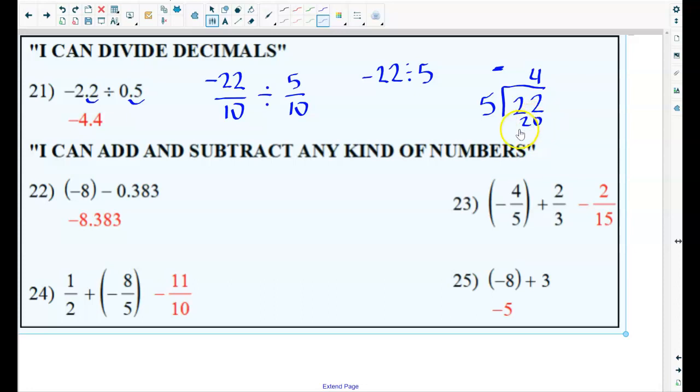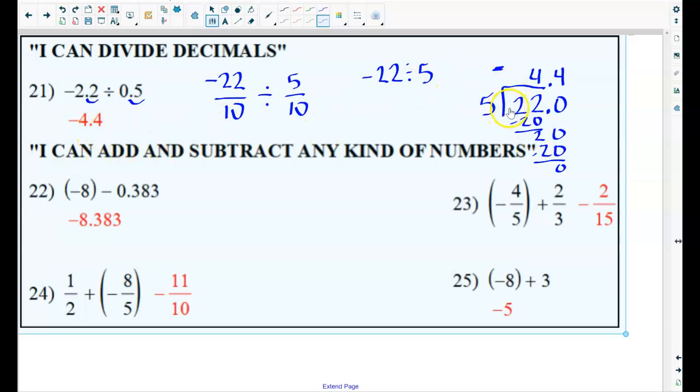4, 22, right? Since there's a remainder, 22 is the same as 22.0. I can bring this guy down. 5 goes into 24 times. This decimal comes up here. 4 times 5 is 20. Okay, so we're in this situation. We get the answer right there.